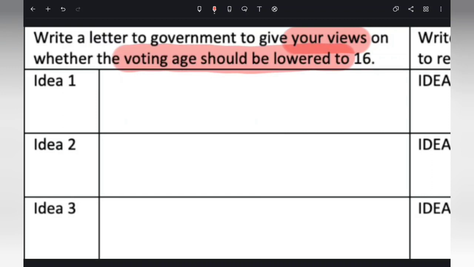So again, it's important that you're reading and up to date with what's happening in the news. And again, I'm not telling students to be spending hours upon hours reading the newspaper. Now we all use our smartphones. You can literally have the Sky News app or Apple News app and skim through the articles on a day-to-day basis. So write a letter. So you need to know how to have the correct form when writing a letter to give your views on whether the voting age should be lowered to 16.